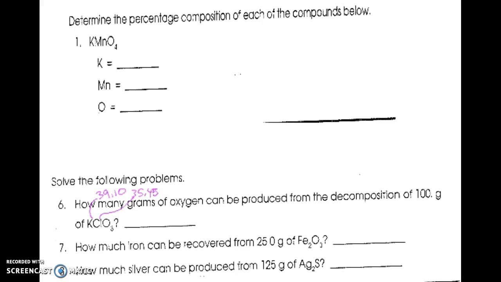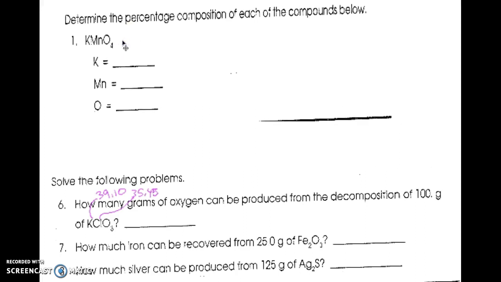We know that potassium weighs 39 and manganese weighs 54.94, and then oxygen is 64 because it is 16 for each. So the total mass of potassium permanganate is 157.94. So we're starting with 157.94 grams per mole. To get percent, you always do part over whole.